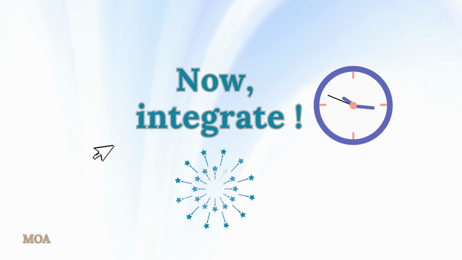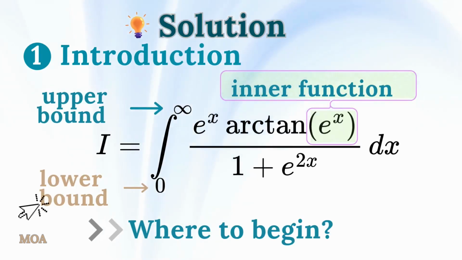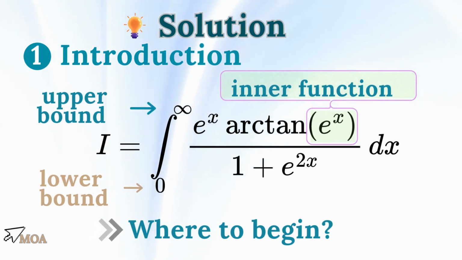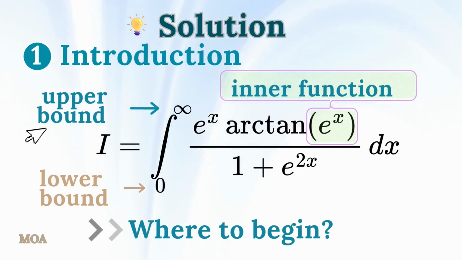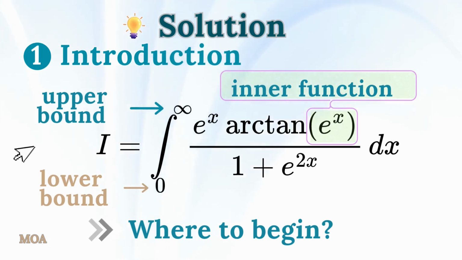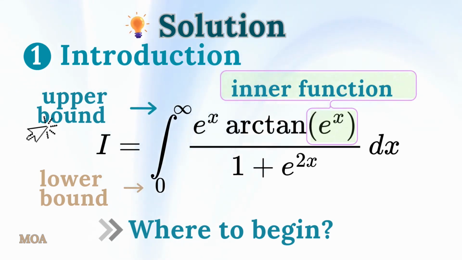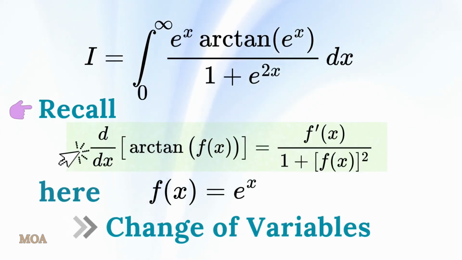Now, integrate. Well, before we begin the solution, let us mention that at the lower bound, which is 0, the integrand is perfectly defined. While at the upper bound, as x approaches infinity, the true improper behavior emerges, requiring asymptotic analysis, which we will discuss in the next step. However, looking at the entire expression, many students have asked me where to begin. Okay, let us look at the expression of the integrand.